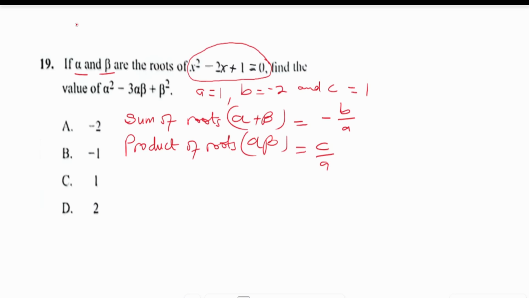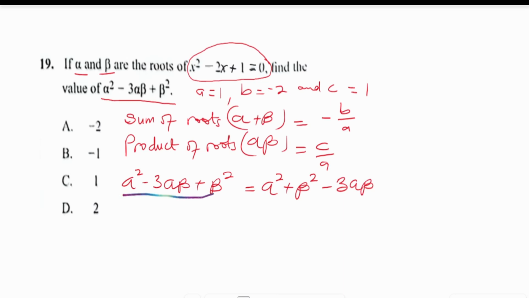So we are back to the question now. You have to find the value of alpha squared minus 3 alpha beta plus beta squared, right? Good. So this alpha squared minus 3 alpha beta plus beta squared can be rewritten as alpha squared plus beta squared minus 3 alpha beta. I just rearranged them, bringing alpha squared plus beta squared closer to each other because I want to express this in a way that we can have sum of roots and product of roots so that we can substitute into that. That's the reason for the rearranging.